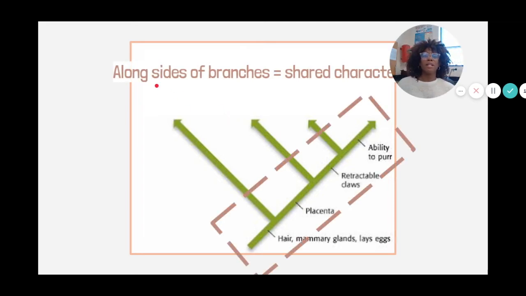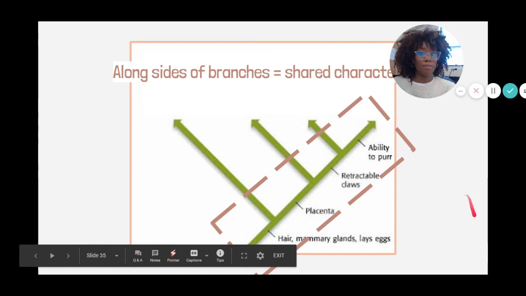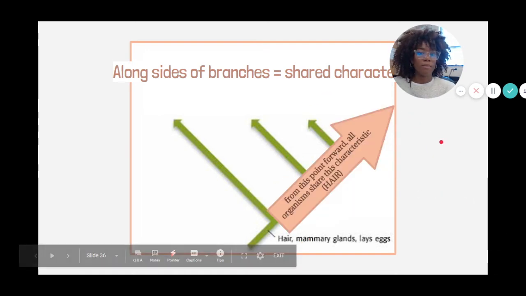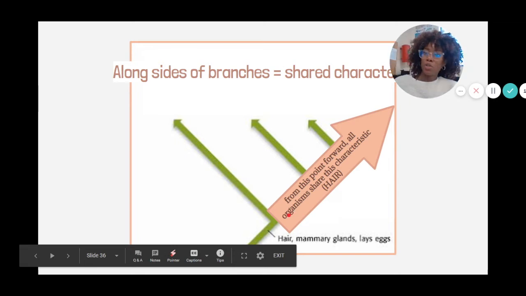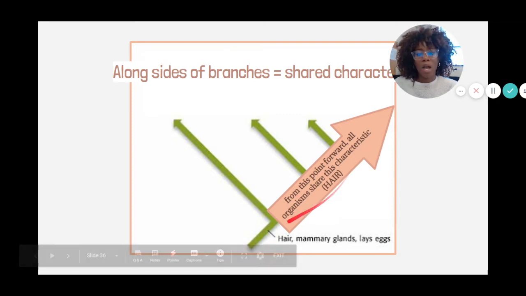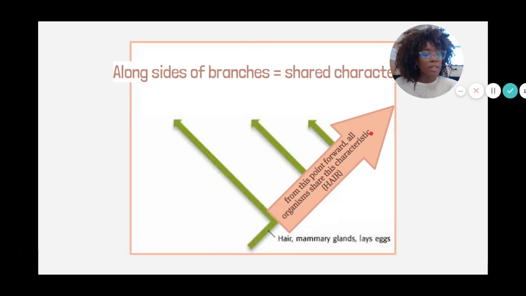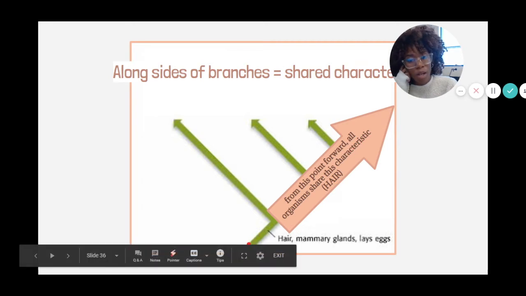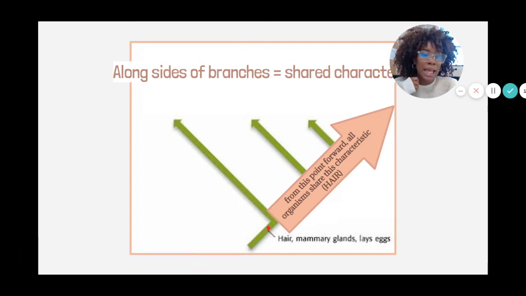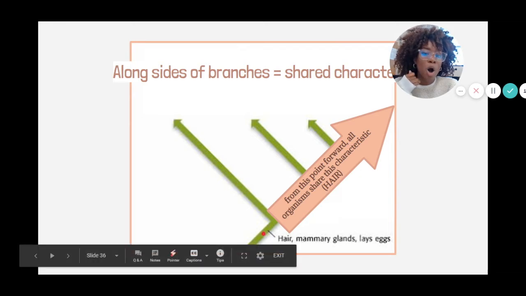So along the sides of branches are going to be where we have the shared characteristics. This is what I kind of told you before, but I'm going to say it again until we get it. We start at the bottom of this branch long ago, and we're going to move along time. Over time, as organisms are evolving, they're changing, right? They're gaining characteristics. So right here, we cross over where we see there are organisms that are past this point all have hair, mammary glands, and lay eggs. So from this point forward, all of these organisms have these characteristics.